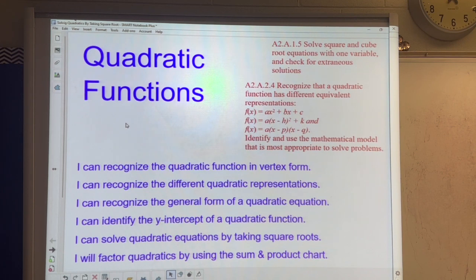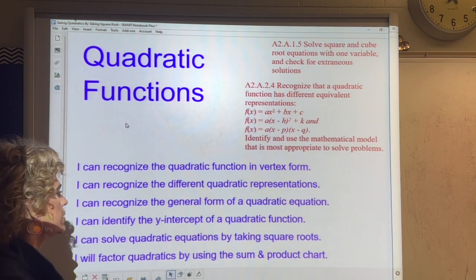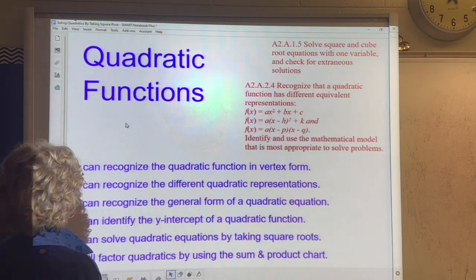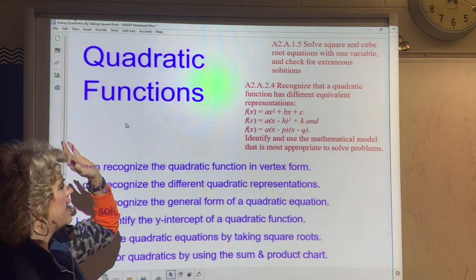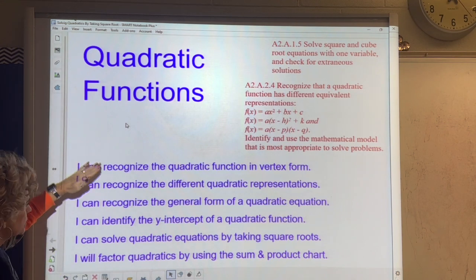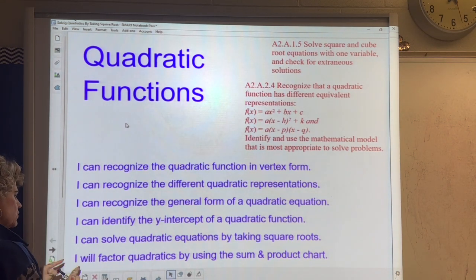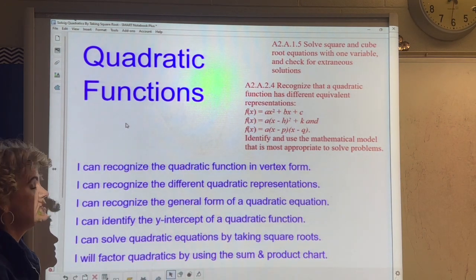Okay, we are going to finally finish up and solve a quadratic equation by factoring. We've been taking different steps. We've been working with quadratics for quite a while. We have the different representations that we can recognize. We have been doing that. That's why we have all the I cans. And the very last one, I will factor. So we are going to be doing factoring.